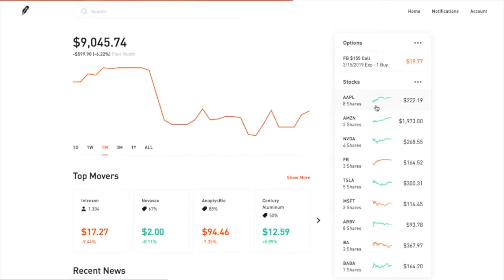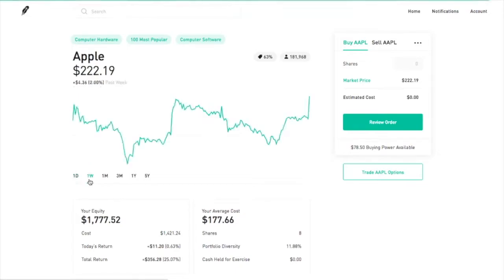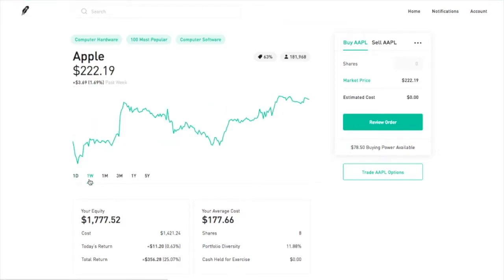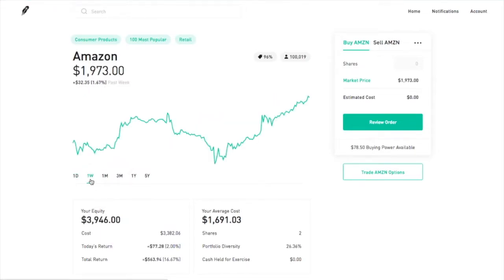And the first one we have here is Apple. And Apple is at $222 right now. And the past week, it's been performing nicely at 1.69%. And the next one we have here is Amazon. And same thing with Amazon. Amazon also hasn't been doing very well since it went to its highs of $2,050, I believe. But it's been rebounding nicely this past week, up 1.67%.